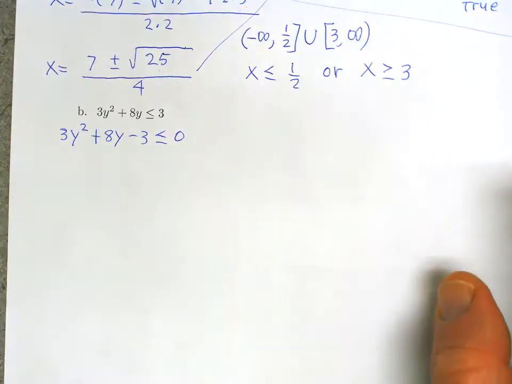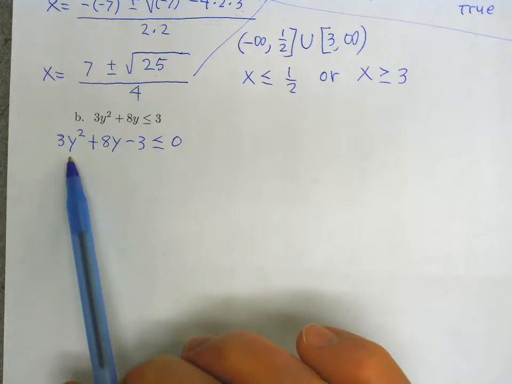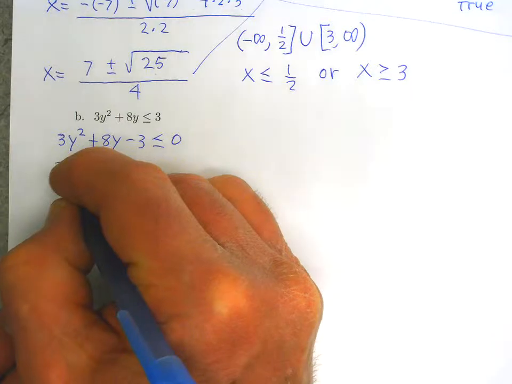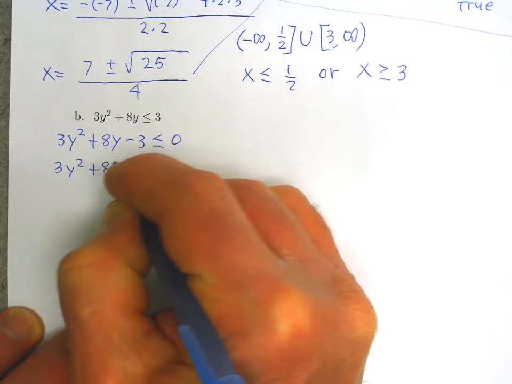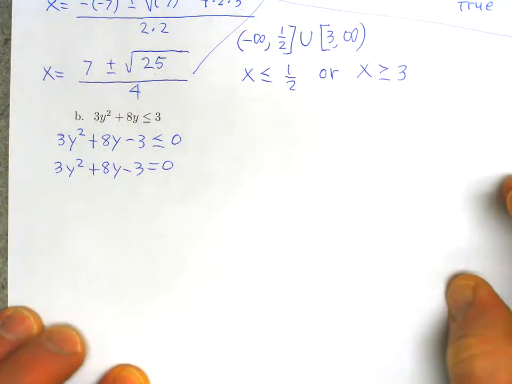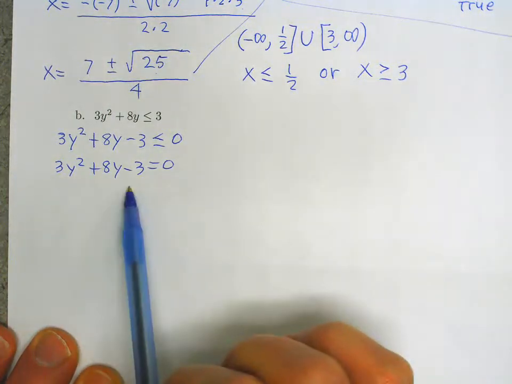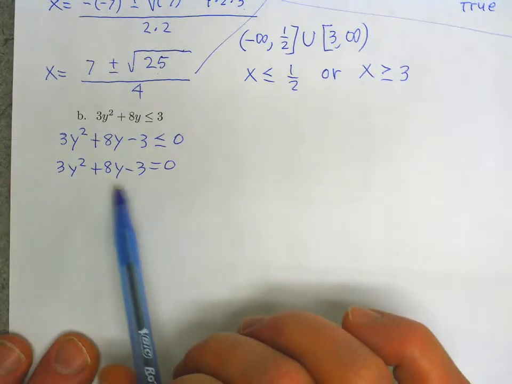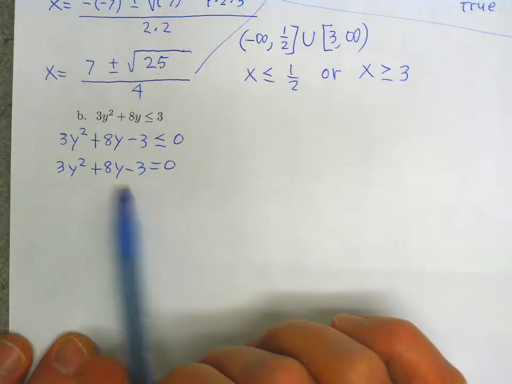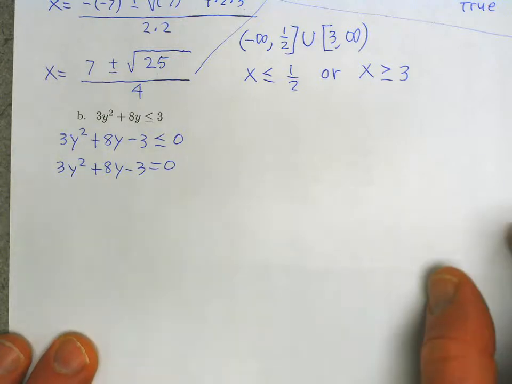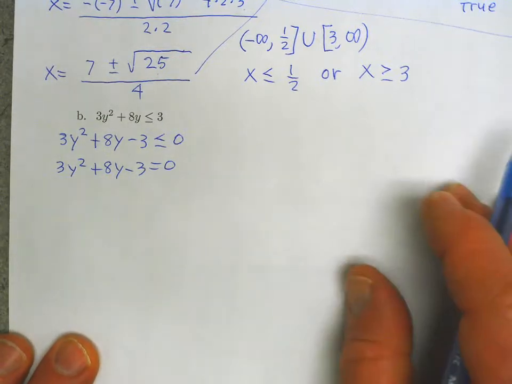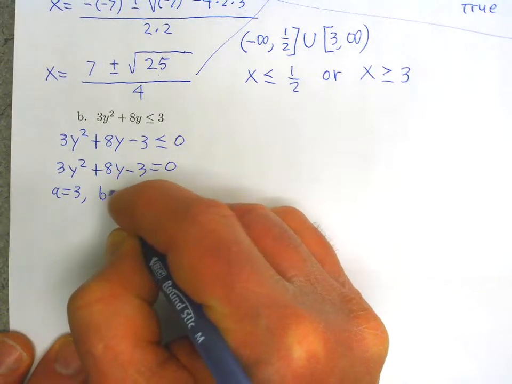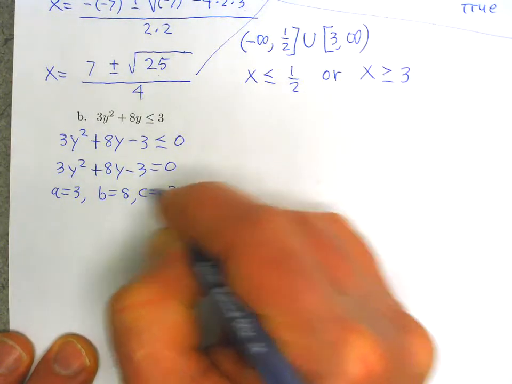Okay, so we're going to find the endpoints by solving the quadratic equation, 3y to the second plus 8y minus 3 equals 0. The solutions to this equation are the endpoints. So it turns out we could solve by factoring again, but let's just use the quadratic formula. So in this one, a is 3, b is 8, and c is -3.